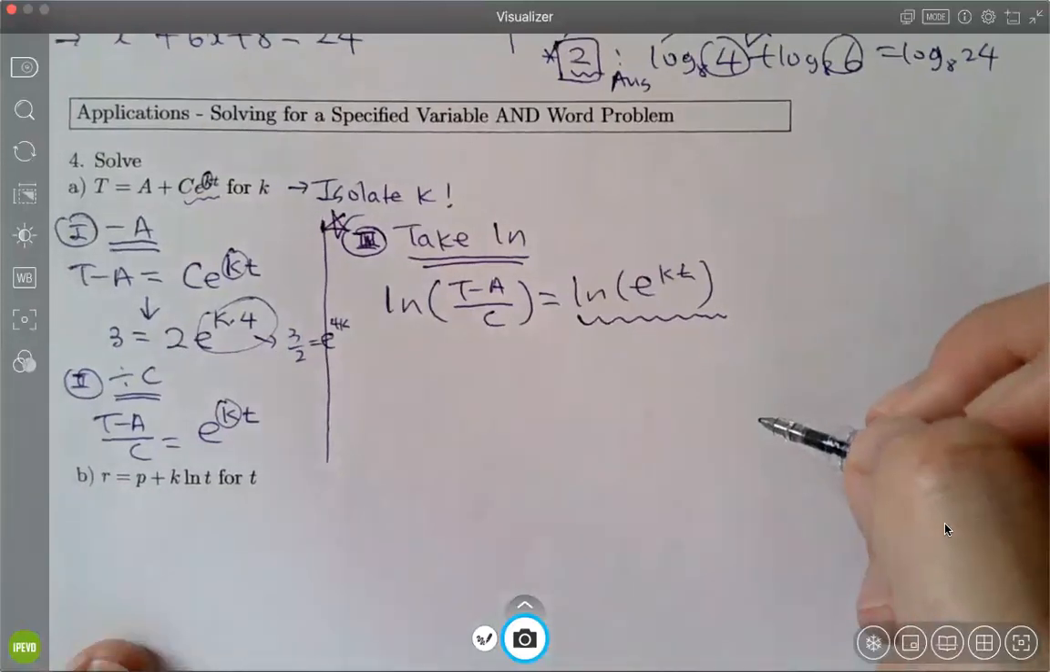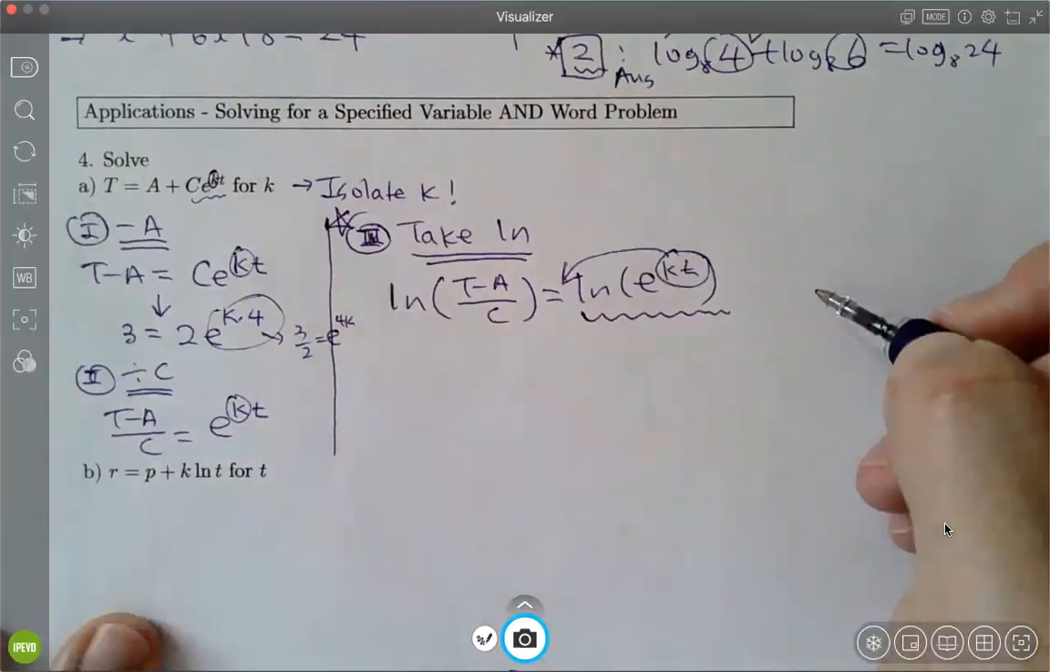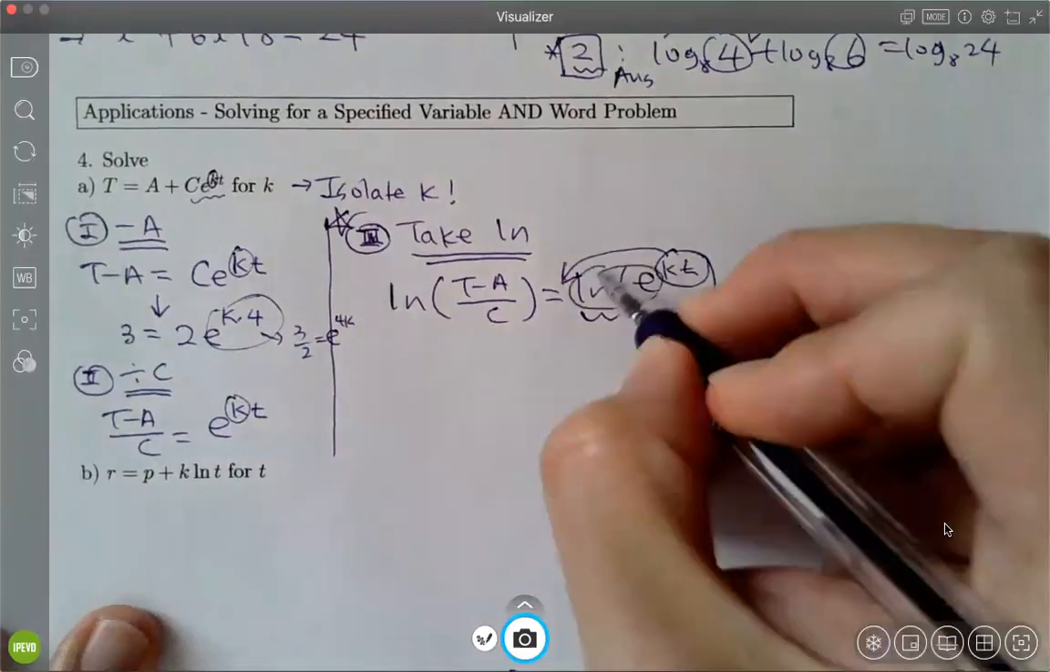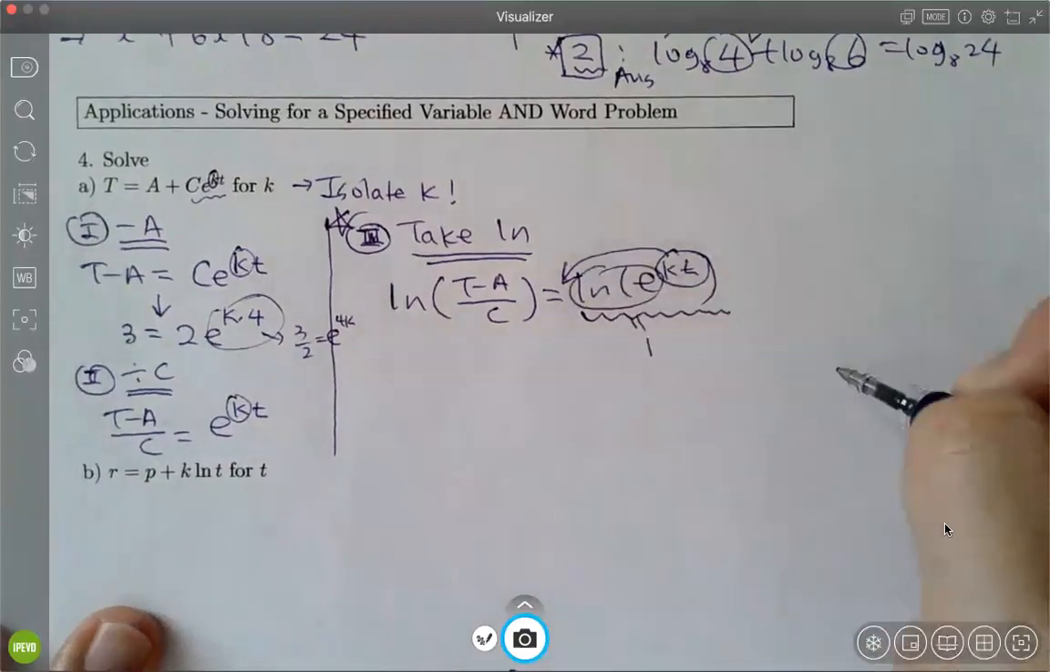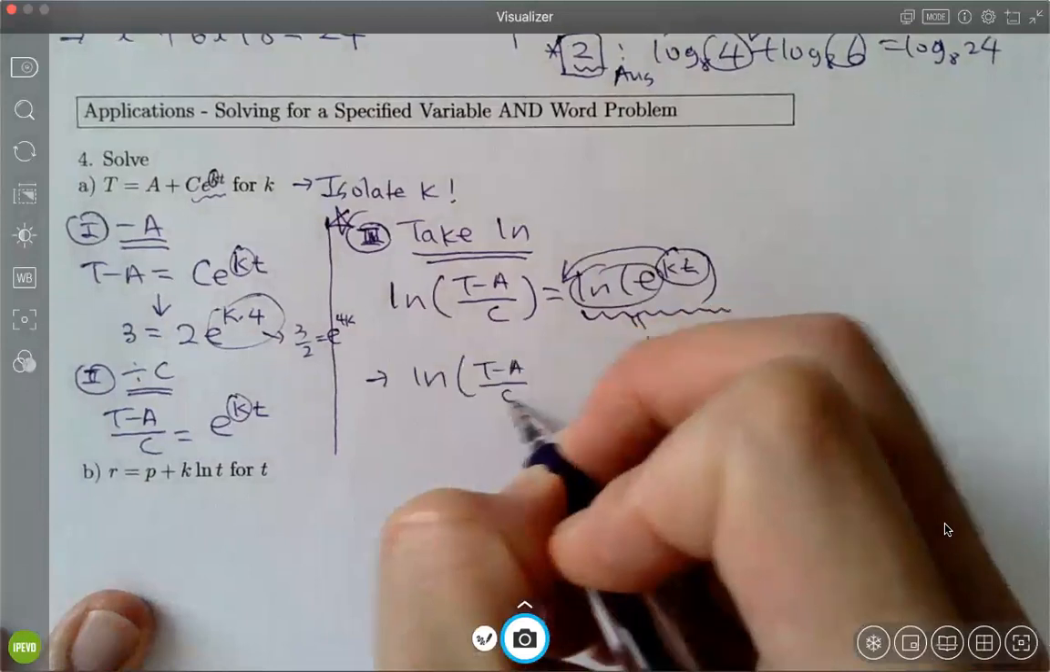It's just kt. Do you see why? So first you can bring down the exponent to the front. And then what is ln e? That's 1, right? Okay. So we have ln (t minus a) all over c is equal to kt.